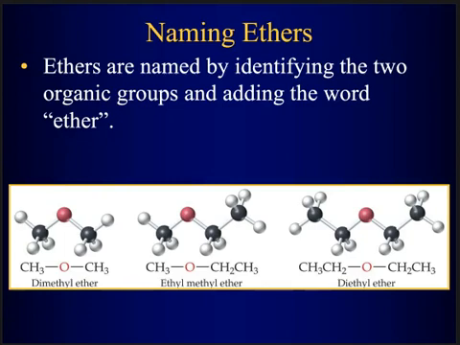Now we're going to name ethers using their common name. Although I'll show you the IUPAC name as well, everybody uses common names, so you very rarely see the IUPAC name. The way we're going to name it is we identify the two organic groups and then add the word ether. In this case, I've got two methyl groups on either side, so it's dimethyl ether. For this molecule, I have an ethyl group and a methyl group, so ethyl methyl ether, and we're doing it alphabetically. And here I've got two ethyl groups on either side, so it's diethyl ether.